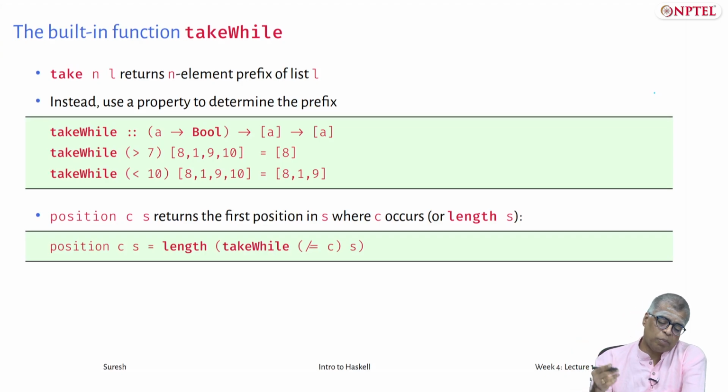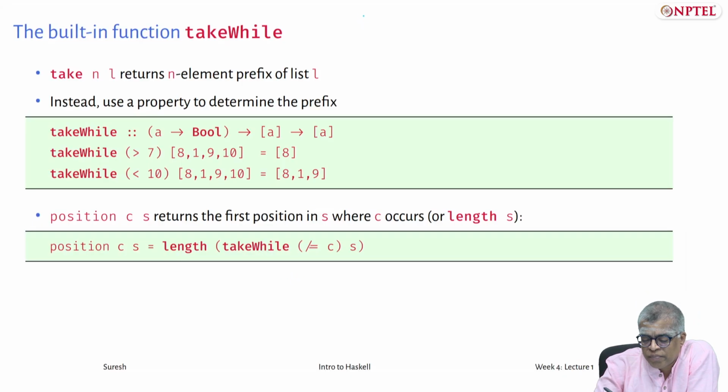Here is another example, position C S, which we programmed earlier. This was supposed to return the first position in S where C occurs, or length of S if C does not occur in S at all, and that you can say is nothing but length of take while not equal to C of S, right.